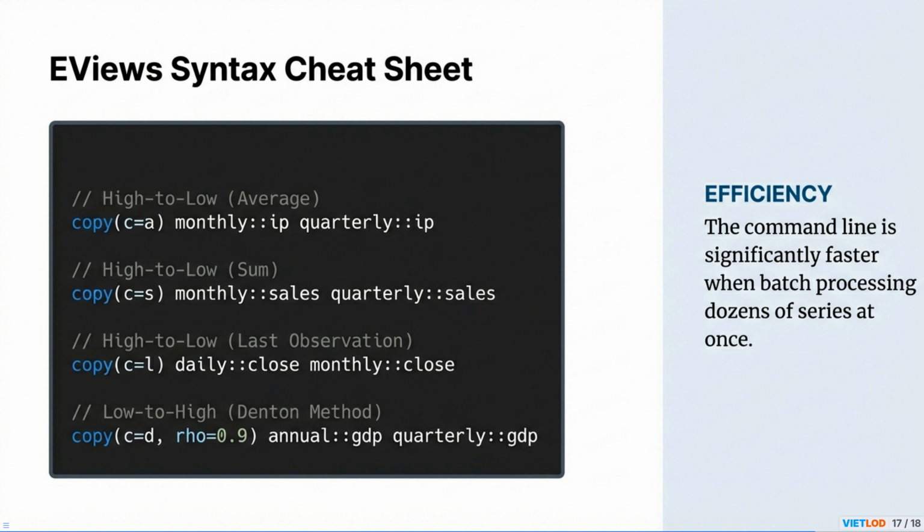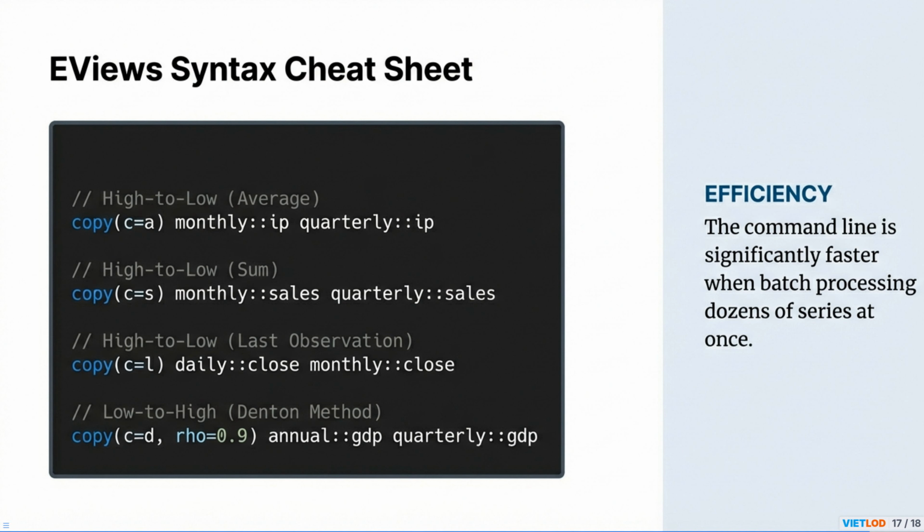Never trust a conversion blindly. First, perform a magnitude check. If you converted monthly data to quarterly using sum, did the numbers get roughly 3 times bigger? If you went from monthly to annual, are they about 12 times bigger? This is a quick sanity check for flow variables.